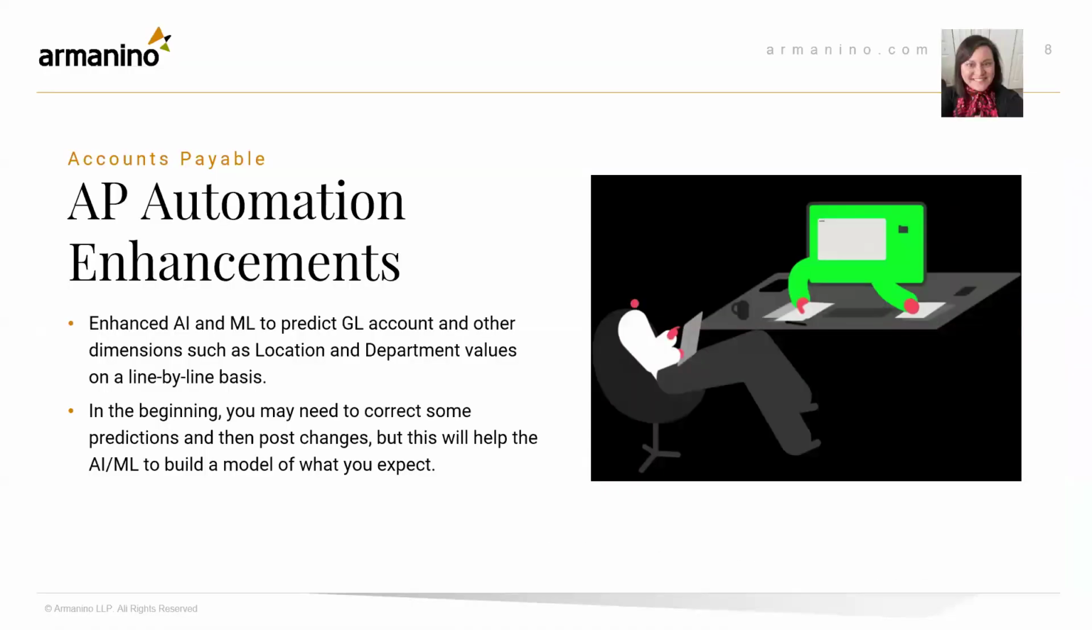Jen, all you. All right. Accounts payable. As we know, AP Automation, the tool that uses AI and machine learning to automatically read in your AP bills, has been available, and it's now generally available to all customers. They have now enhanced the artificial intelligence and the machine learning to be able to predict the GL account and other dimensions, such as location and department values, on a line-by-line basis. So in the beginning, you may need to correct some predictions and then post changes, but going through the motion will help the AI and ML to build a model of what you expect.